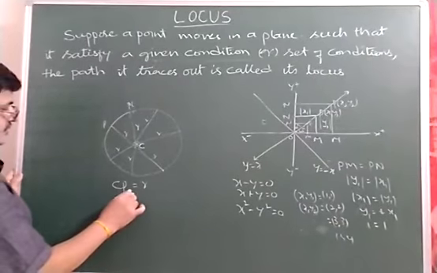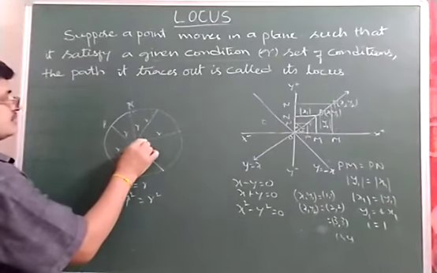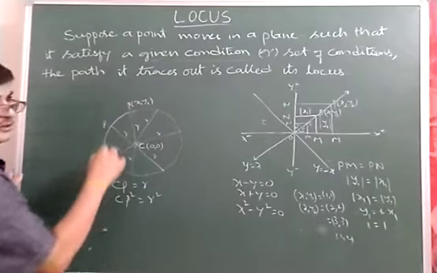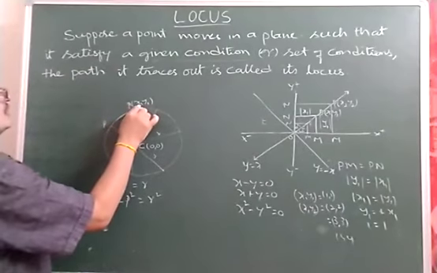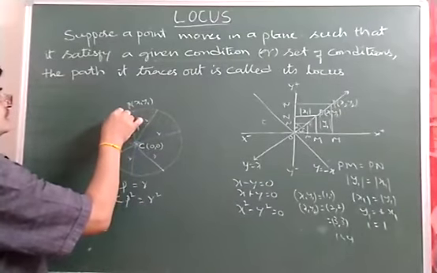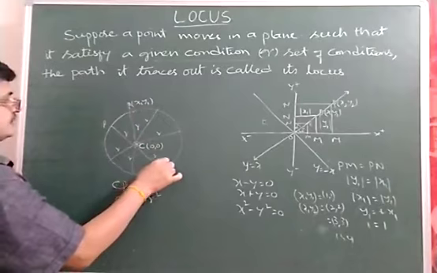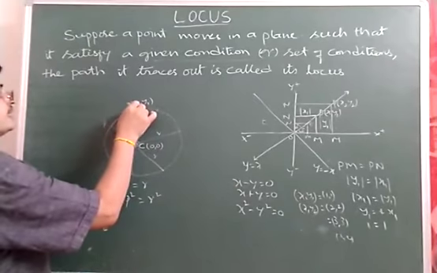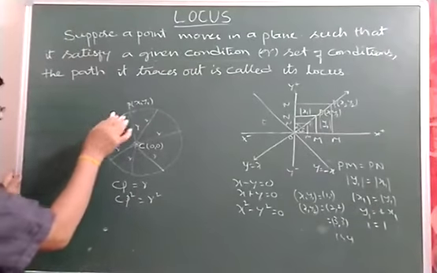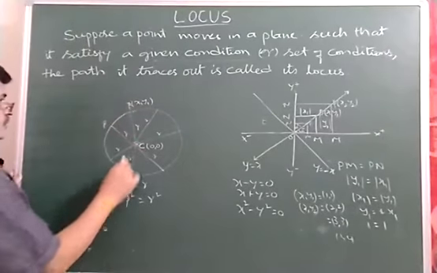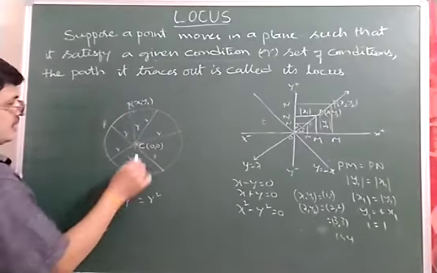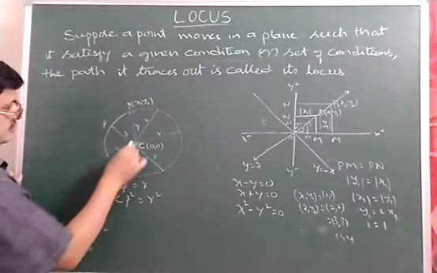So CP square is equal to r square. For example, C is equal to (0, 0) and the point is (x1, y1). Why do we take it as (x1, y1)? In this locus, the point lies in different places. If you take one point on the locus, that is (x1, y1). Let (x1, y1) be the point on the locus. So P is (x1, y1), the center C is the origin, and the constant distance is the radius, small r.